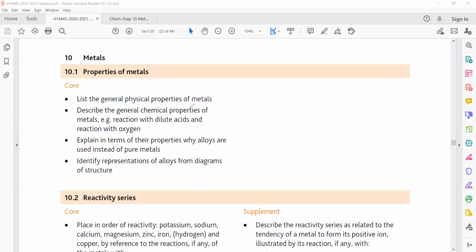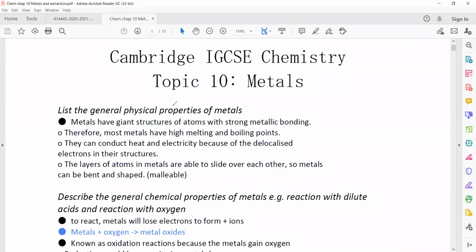You should be able to list the general properties of the metal. What are the general properties of the metal? As you can see, most of the metals have high melting and boiling points. They can conduct heat and electricity, and they are malleable because their layers can slide over each other.